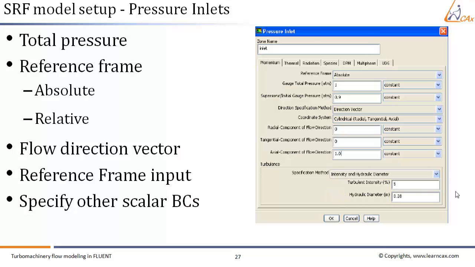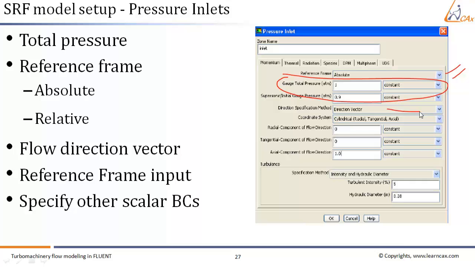At the pressure inlet, we have to specify the total pressure. So we have to specify the gauge total pressure value here in the pressure inlet boundary condition. Next, we also have to specify the reference frame, whether it is absolute or relative, which is specified here. We also need to input the flow direction vector if we use the pressure inlet boundary condition, which is specified over here.